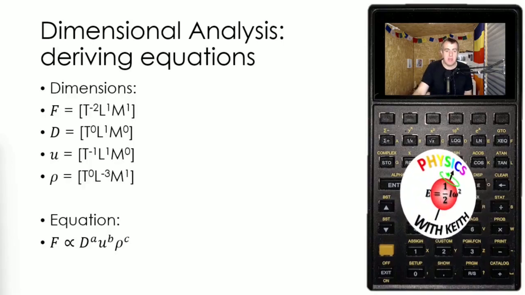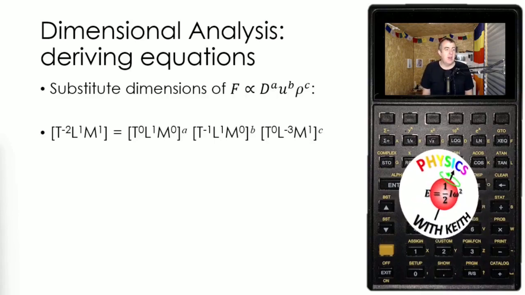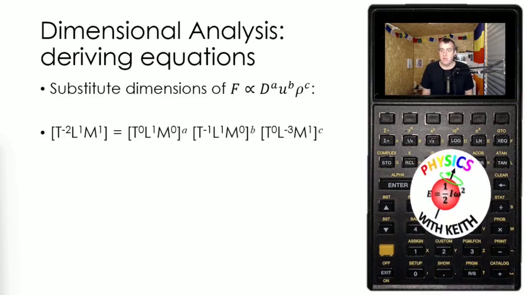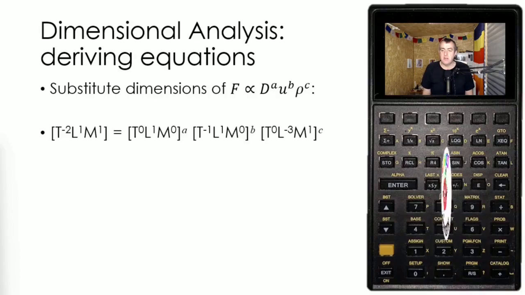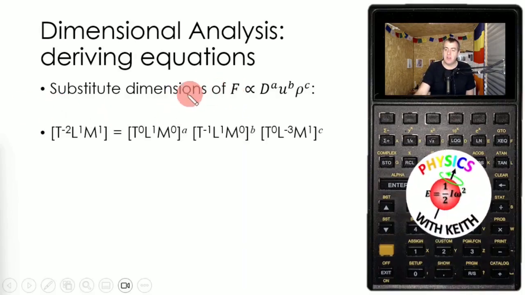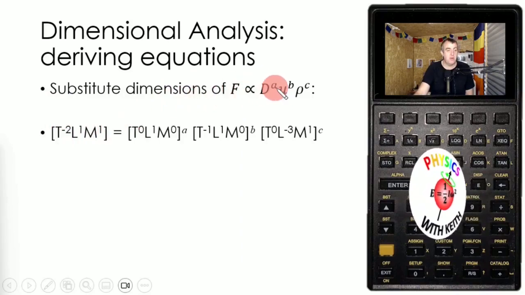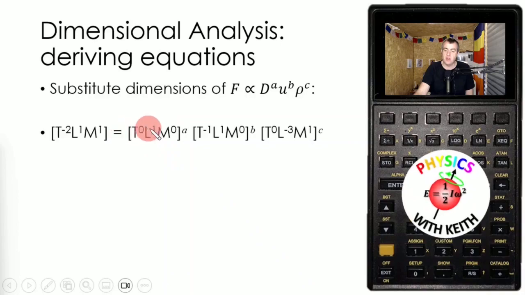Let's calculate what A, B, and C are. So we can first of all write out our dimensions. There we go, exactly what we had. So instead of writing the equation, we put that the dimension of f is that, and that has to be equal to, if these are proportional, then it has to be equal to.